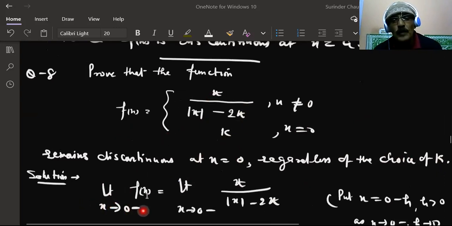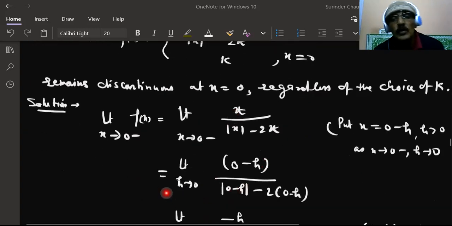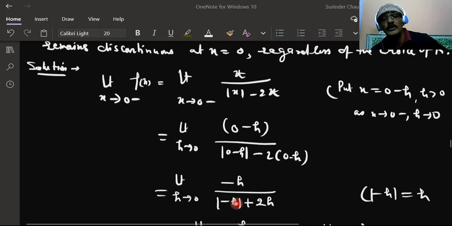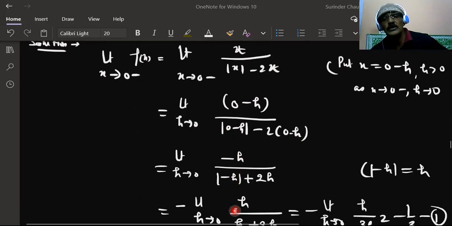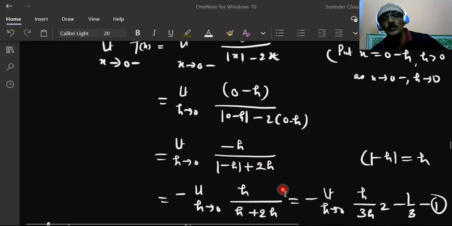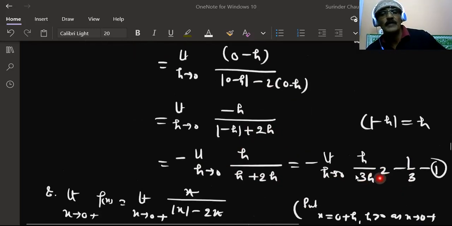Limit x tends to 0 from negative of f(x) is equal to limit x tends to 0 from negative of this function. So change the limit: put x equal to 0 minus h, where h is greater than 0, as x tends to 0 from negative, h tends to 0. Substitute the value: limit h tends to 0 of (0 minus h) upon (modulus of (0 minus h) minus 2(0 minus h)). Modulus of minus h is equal to h, so it is minus h upon h plus 2h. The h cancels out, and the limit will be equal to minus 1 by 3. So the left limit is minus 1 by 3.